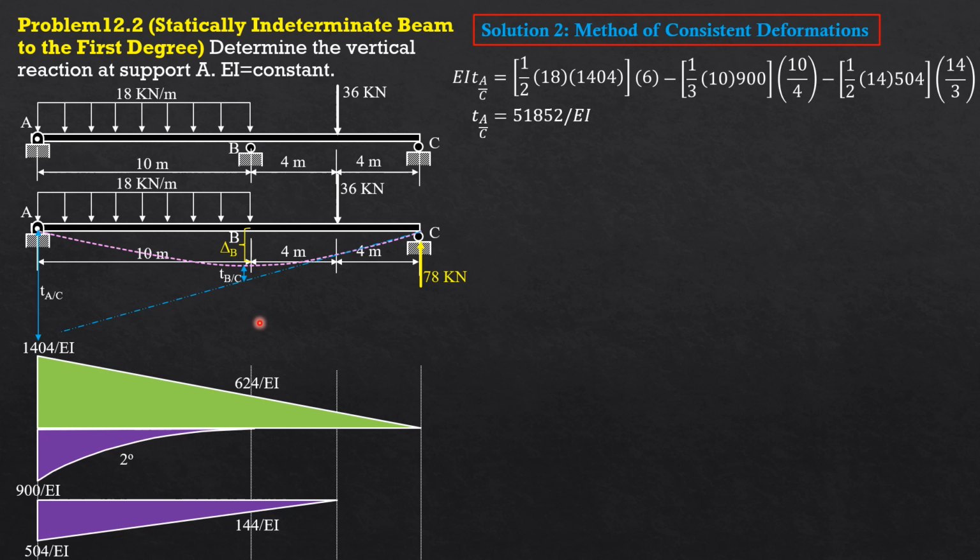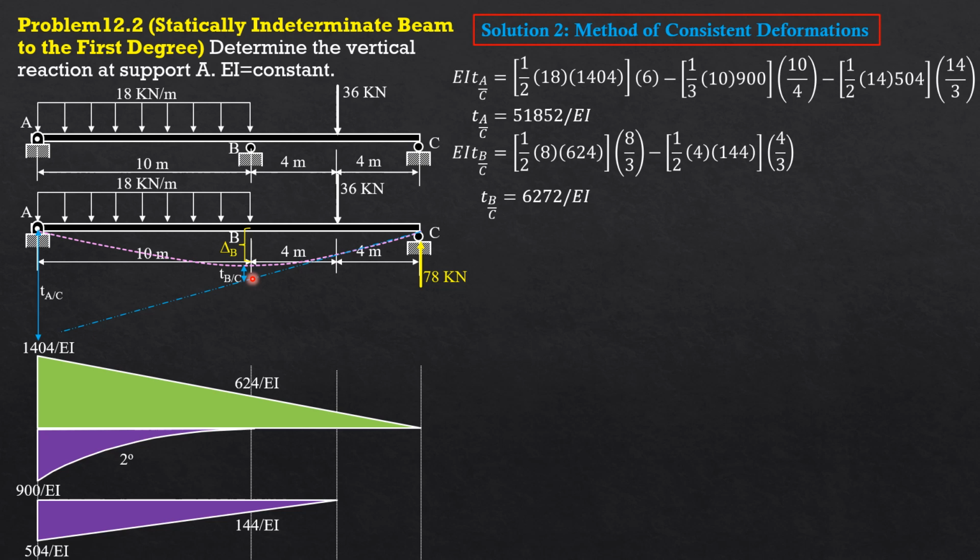We can compute that by considering the areas between B and C, and we sum up moments of area about B. So EI times the deviation of B relative to C is 1/2 of 8 times 624 times 8/3 minus 1/2 of 4 times 144 times 1/3 of 4, or 4/3. So the deviation of B relative to C, if that is correct, is positive because a point on the elastic curve is above the reference tangent at C.